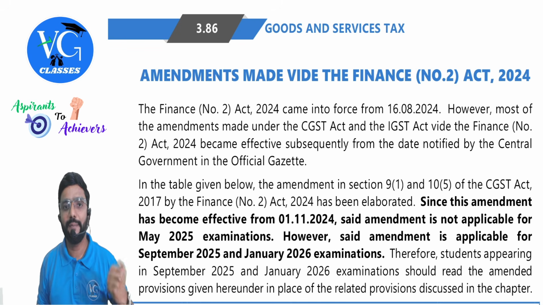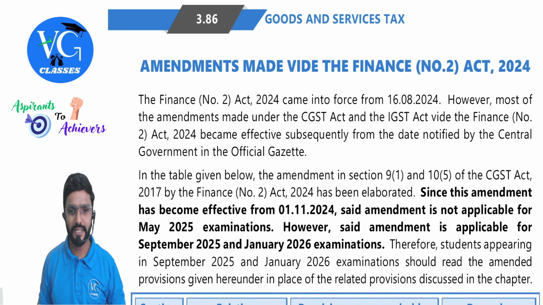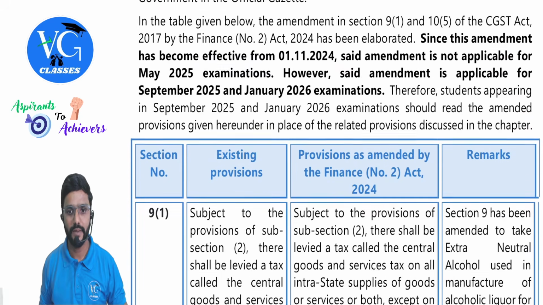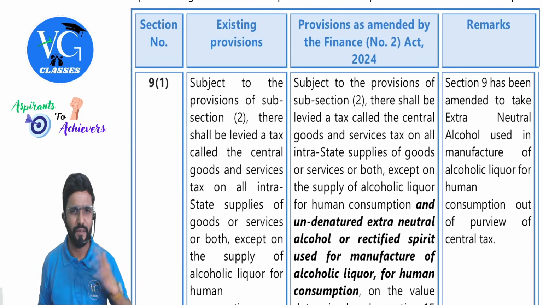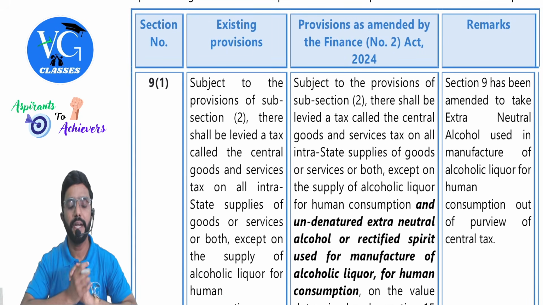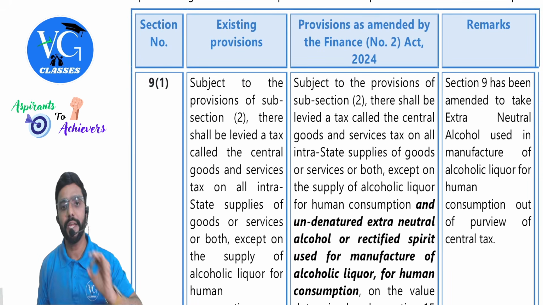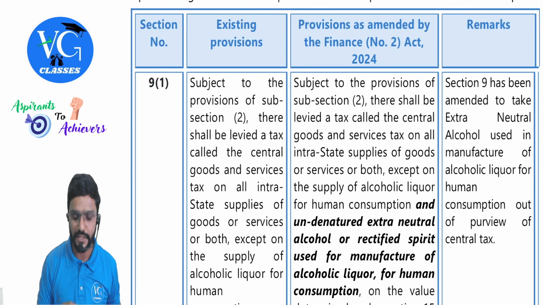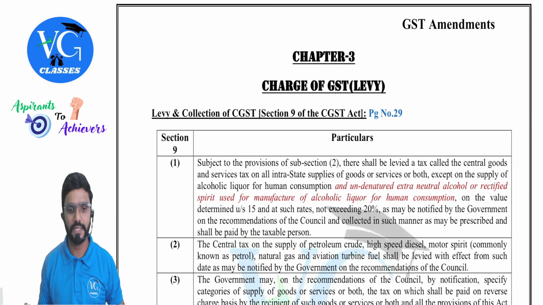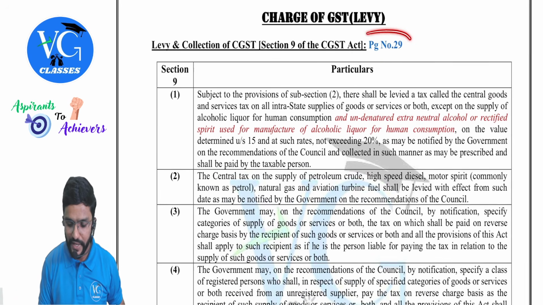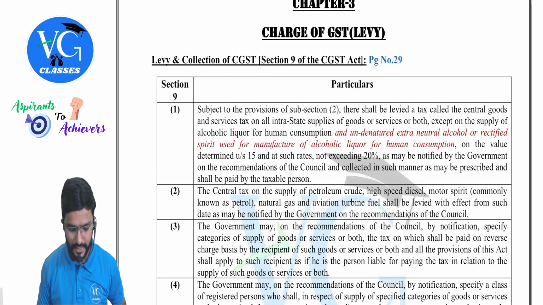Fine. So the next amendment is with respect to the third chapter, guys. These paragraphs are the same. I am not reading them again. They are given at the end of every chapter. So let us straight away focus on what the amendment is. The amendment is with respect to section 9 subsection 1, guys, which is the charging section. I have given it here. You can come to page number 29.